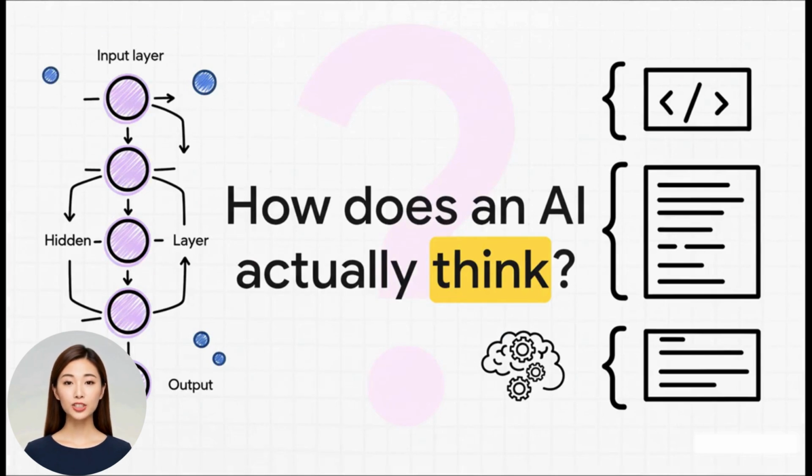So, you ever just stop and wonder, how does an AI go from a bunch of jumbled pixels in a photo to saying with total confidence, yep, that's a cat? How does it actually, you know, think? Well, I promise you, it's not magic. It's all about the structure, and that structure is built piece by piece using things called layers.